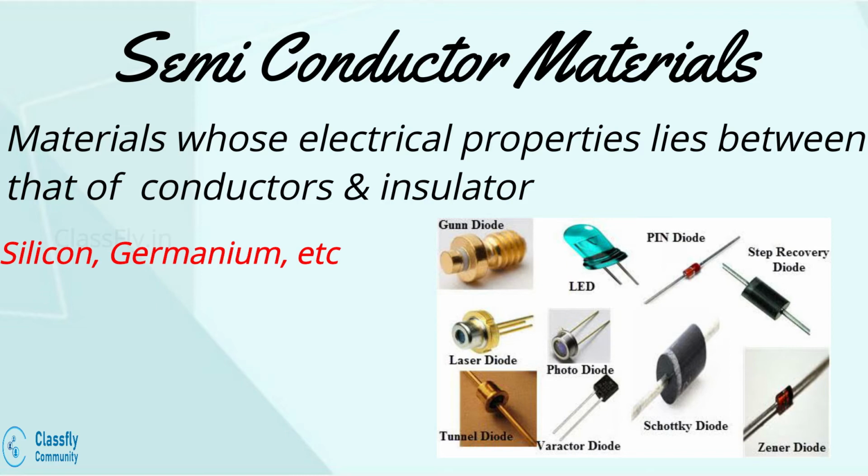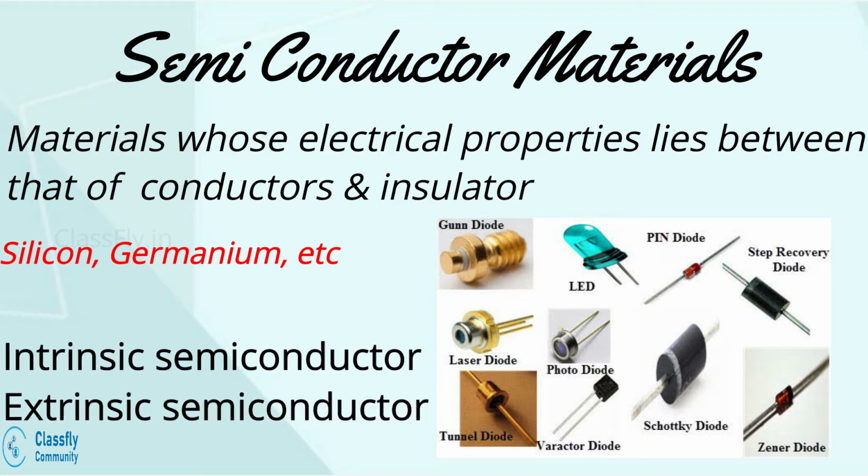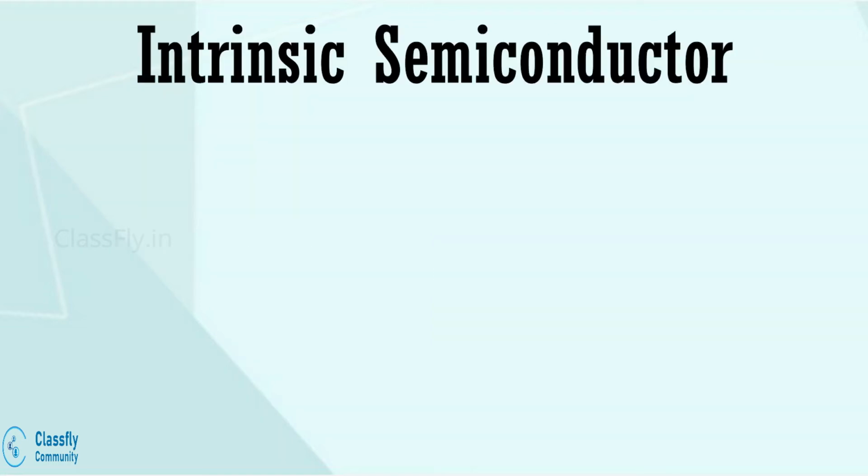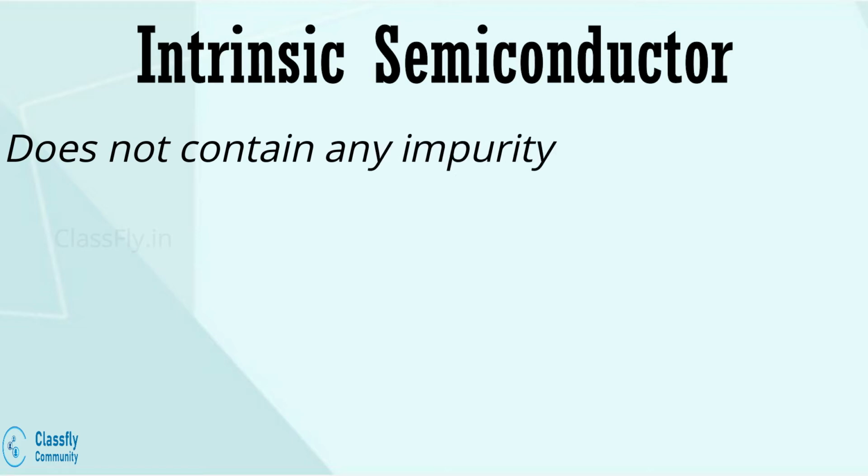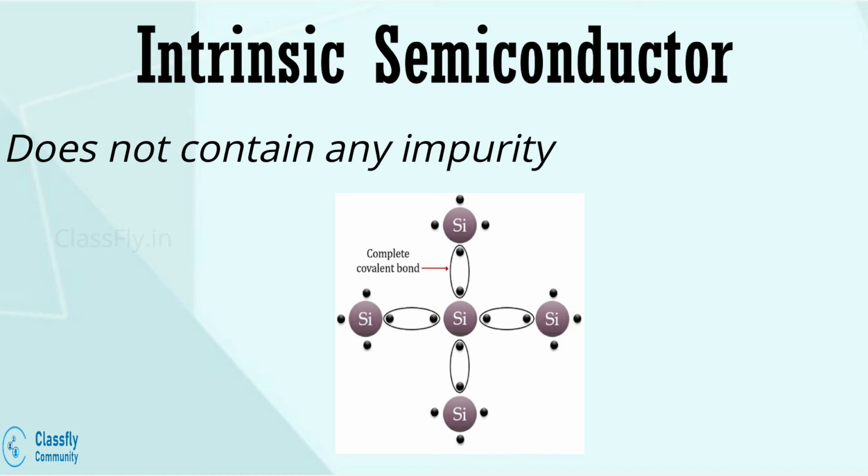Well, basically there are two types of semiconductors, that is the intrinsic semiconductor and the extrinsic semiconductor. An intrinsic semiconductor is the one which does not contain any impurities and behaves as an insulator at 0 Kelvin and behaves as a conductor at higher temperature. Germanium and silicon are some examples.